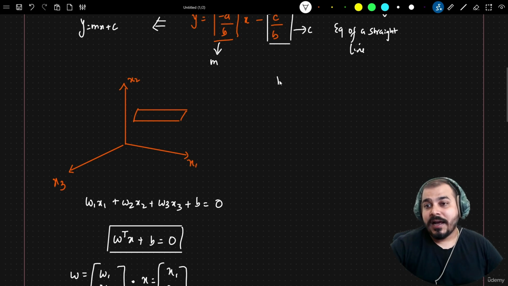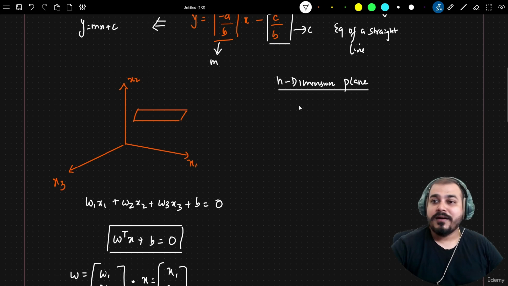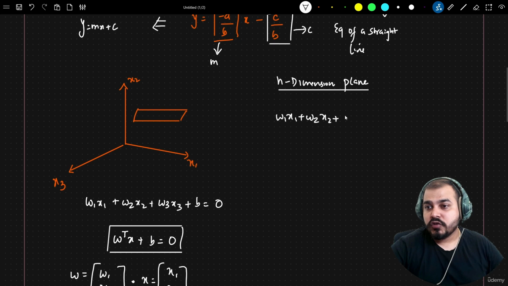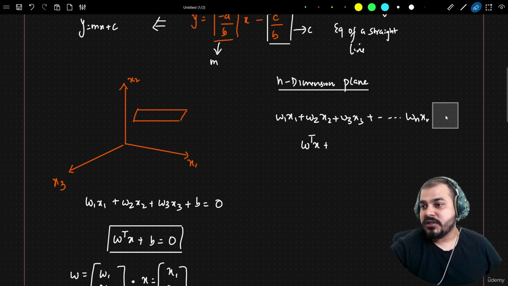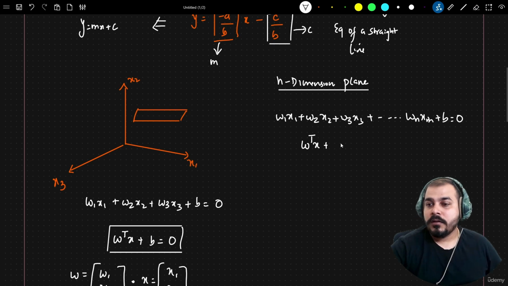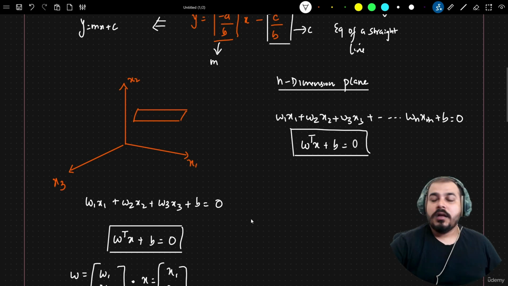What about an n-dimensional plane? In this particular case, I can again give a better representation which looks like this: w1x1 plus w2x2 plus w3x3, like this up to wnxn, sorry, I missed out b, plus b is equal to 0. So this again becomes the same equation.